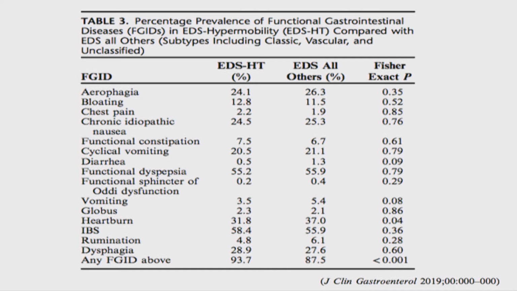And just to point out, there is a lot of irritable bowel syndrome there, about 58% and 55% respectively in the hypermobile and non-hypermobile, and the other EDS subtypes complain of irritable bowel syndrome. Dyspepsia, which again, as I said, is indigestion, again is very common, about 55% in both groups present with indigestion type of symptoms.